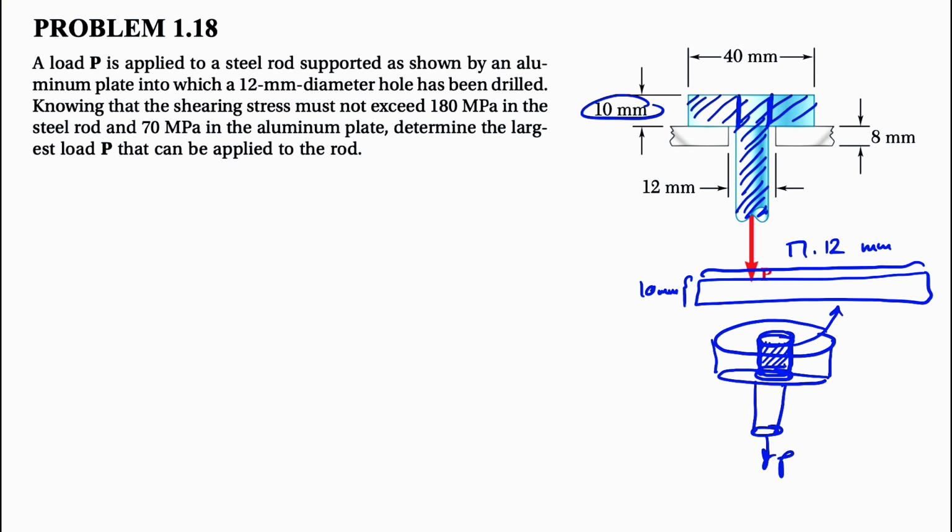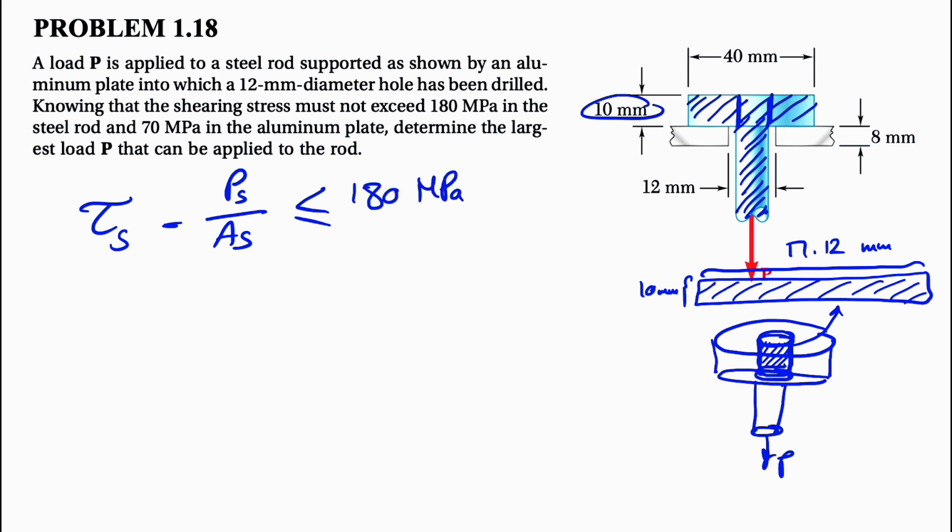The reason I'm doing this is that we're going to find the shearing stress in the steel rod. We're going to show it with S. So basically we have the force P over the area of S, and the area of S is pretty easy. We basically have this rectangle, so it's easy to find the area, and we can figure out the force that is applying to the rod, and we know that this cannot exceed 180 megapascal. So that was the whole story for the steel rod, and I'm going to go with the aluminum plate that we have.